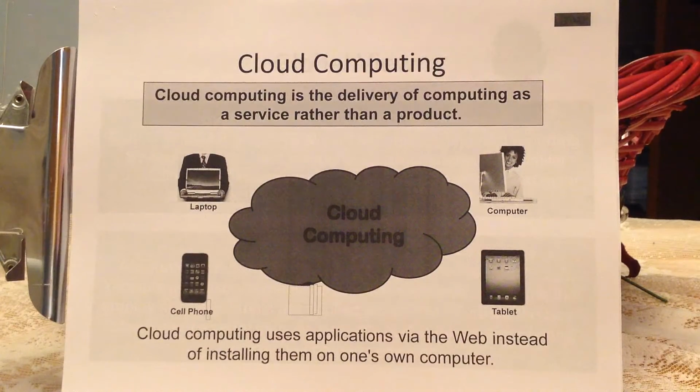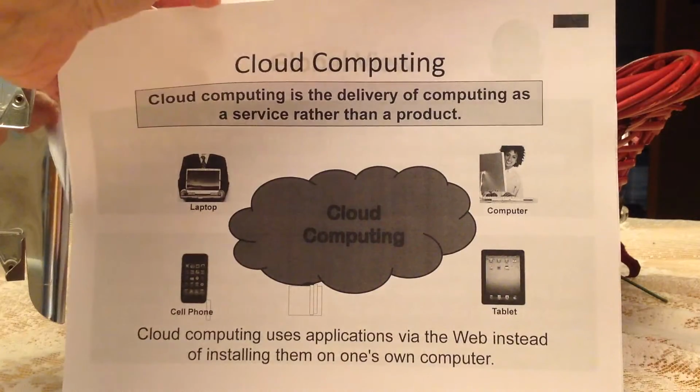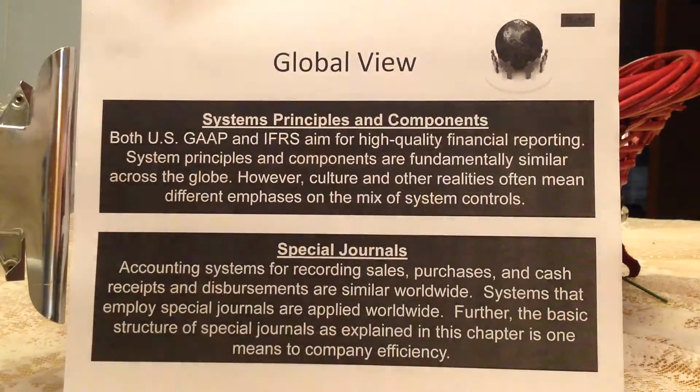When you have cloud computing, all of your different types of devices, whether it be a computer, a tablet, cell phone, or a laptop, can all connect through the cloud. So cloud computing uses applications via the web instead of installing them on one's own computer. They're all in one location, and you can immediately get to your software whenever you need to, no matter where you are, no matter how you're going to connect. You can get to the same data because it's all in the cloud. It's kind of a newer thing, definitely up and coming. I know we're actually talking about it right now. That's going to happen.